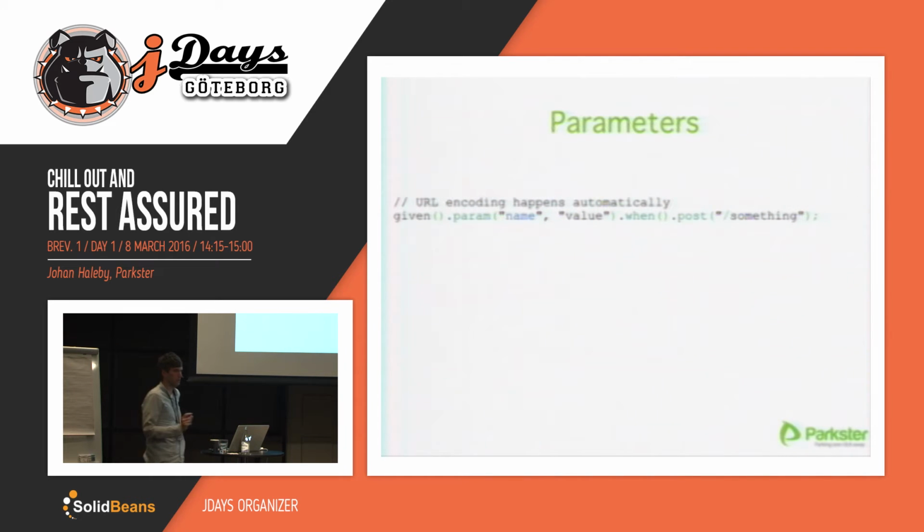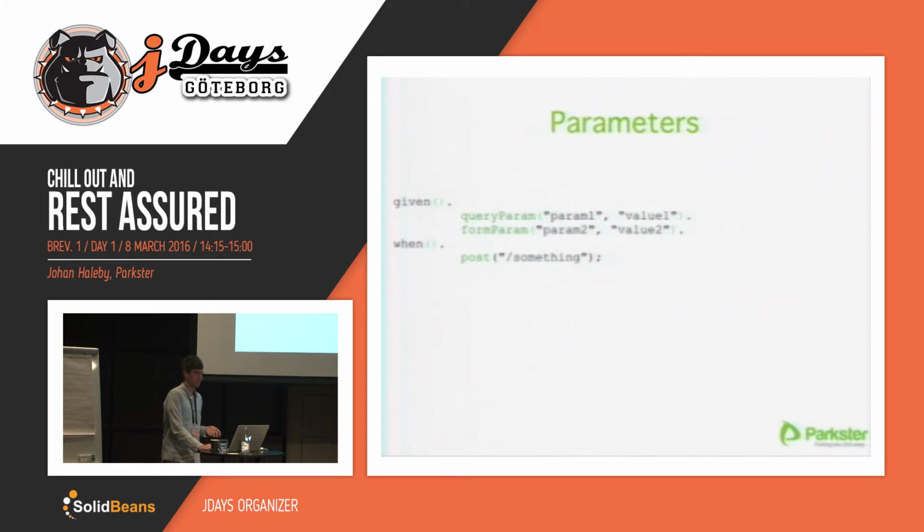But if you use post and you specify param here, they will end up as form parameters. It will automatically URL encode everything, and it will set the content type to x-www-form-urlencoded automatically. But then, of course, there are situations where you want to be more explicit, or perhaps the API takes both form parameters and query parameters at the same time. So, of course, you can do this as well.